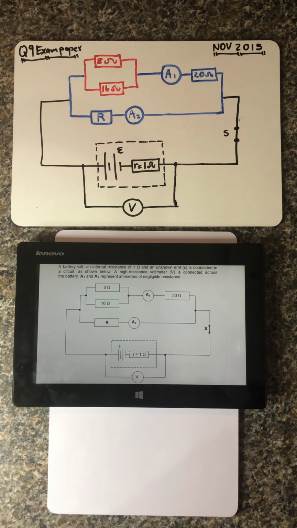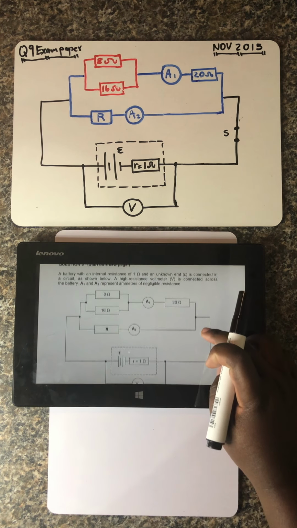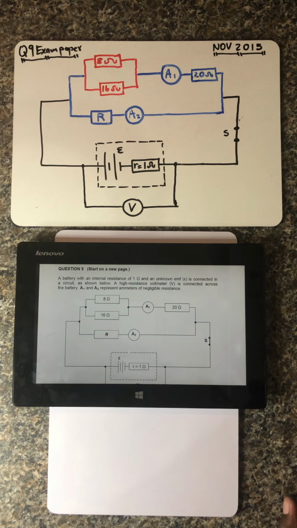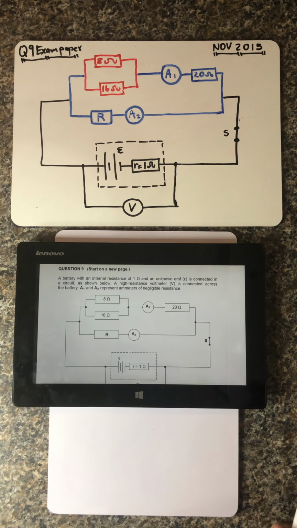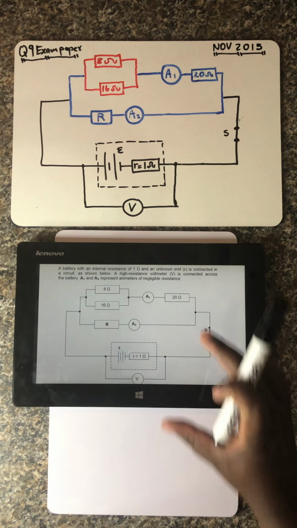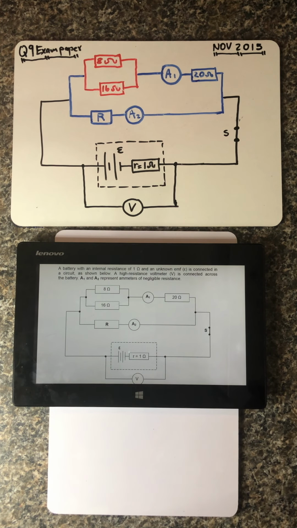So, ladies and gentlemen, we are given a question. As you can see, question 9, you're advised to start this question on a new page. I'm just quickly going to read through that statement. And again, as usual, we're just going to go through the given diagram and analyze it a bit before we start with the questions.